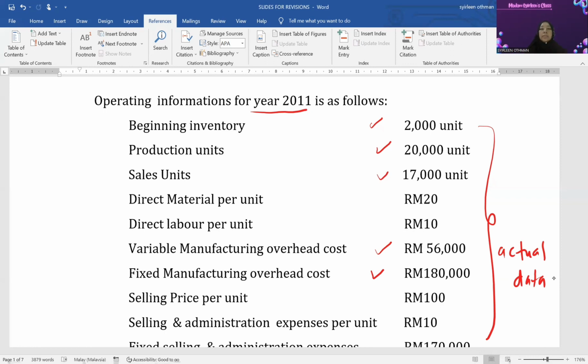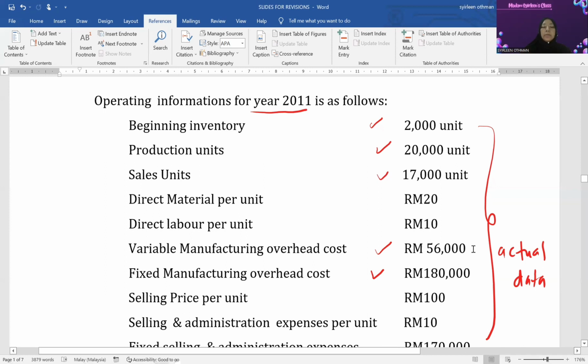So not necessarily, when it is not written in the question, we assume that the unit of ending inventory is zero, that is wrong. You need to go through the beginning inventory units, the production units, and also the sales units, and see whether you still have a balance of the units produced in hand after the sales activity.